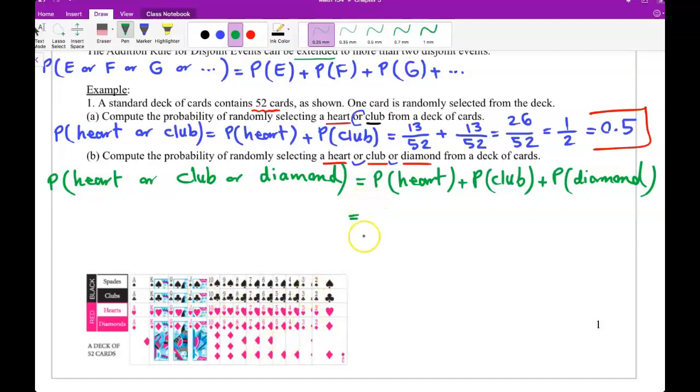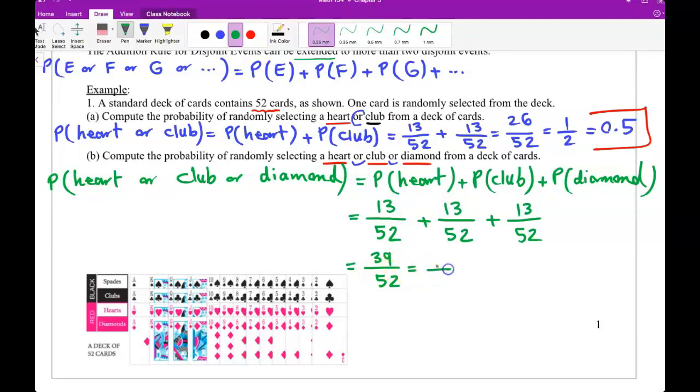Now how many hearts do we have here? We have 13 in total. How many cards do we have? 52. Again, how many clubs do we have? 13. Total 52. And how many diamonds do we have? Again it is 13. So from each group we have 13 cards. And adding, we have 39 divided by 52. Simplify. The answer is 0.75.